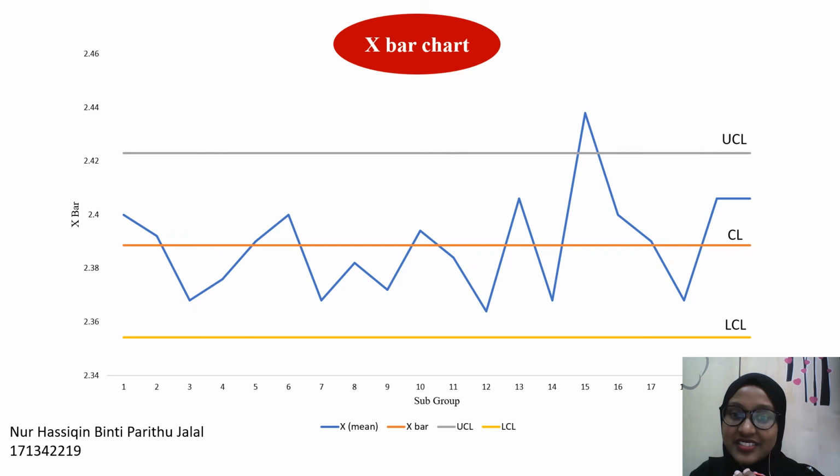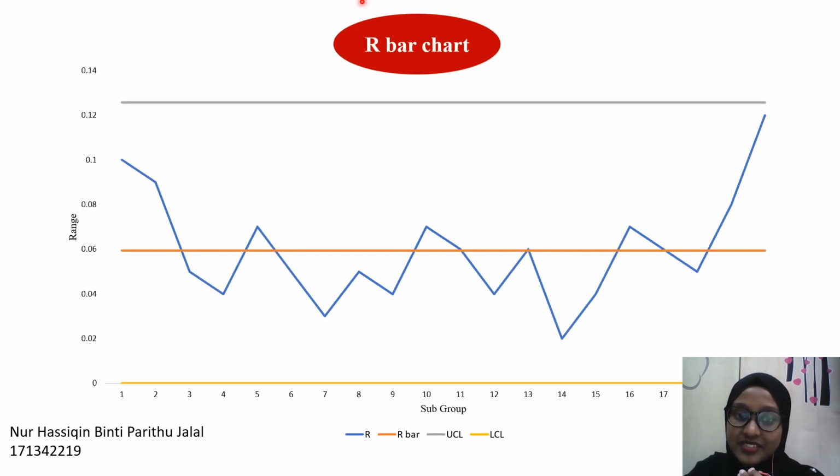Continue with the R bar chart. This is our R bar chart. The blue line is the R value, the range, the orange line is the center line, the gray line is the upper control limit, and the yellow line is the lower control limit. From this we can see that for the R bar chart, the data we collected and calculated is within the range. So it is good.